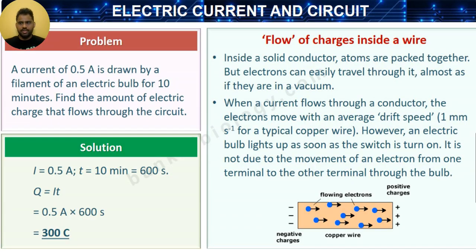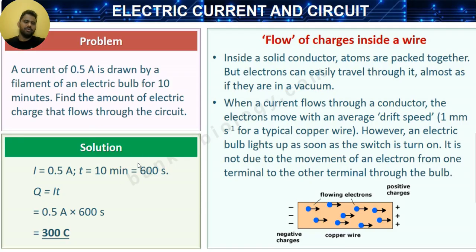Let us move forward and try to apply the formula that we learned in one numerical. A question may be given like this: a current of 0.5 ampere is drawn by a filament of an electric bulb for 10 minutes. First thing we do is convert the minutes to seconds. So time T is 10 minutes, which is equal to 600 seconds. And we have to find the amount of electric charge that flows through the circuit.